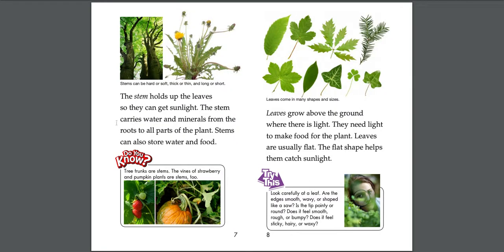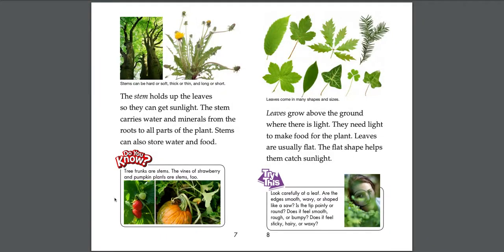The stem holds up the leaves so they get sunlight. The stem carries water and minerals from the roots to all parts of the plant. Stems can also store water and food. Leaves grow above the ground where there is light. Sorry about that. They need light to make food for the plant. Leaves are usually flat. The flat shape helps them catch sunlight.